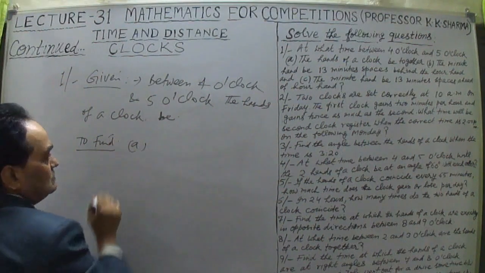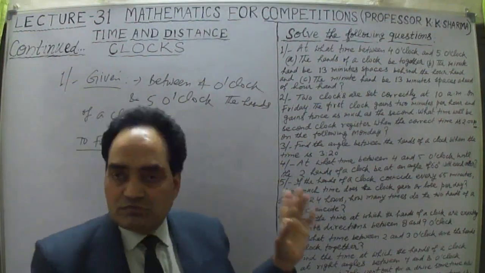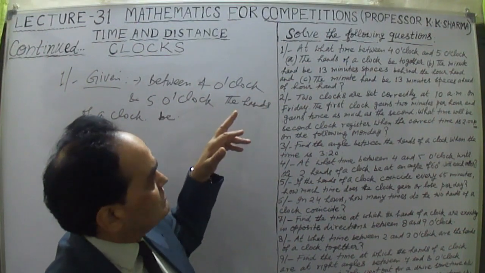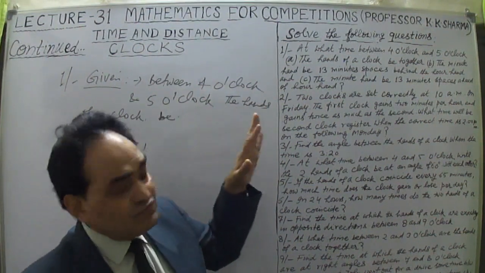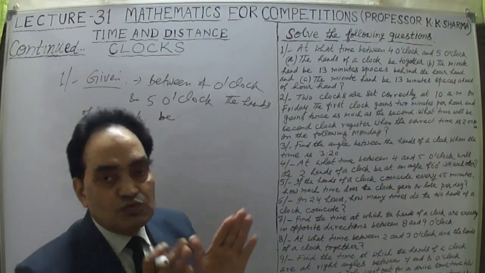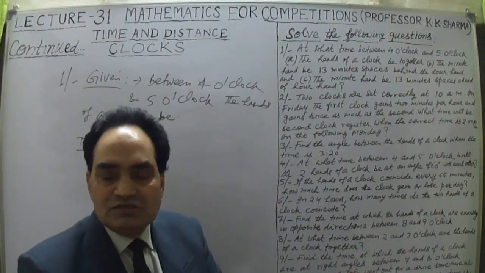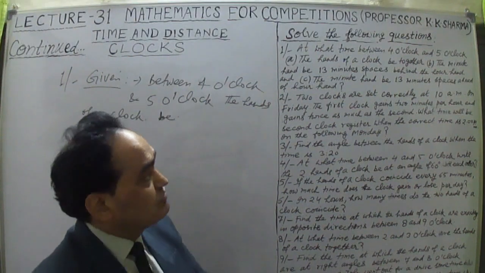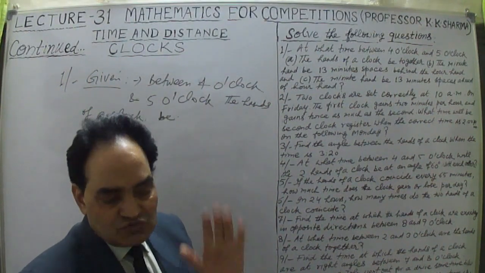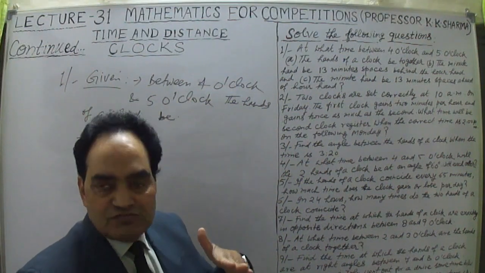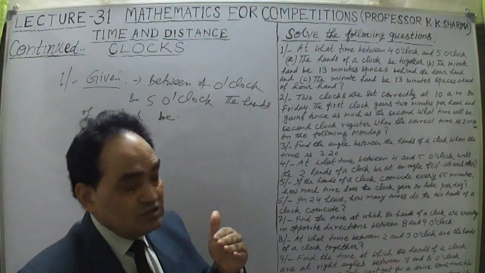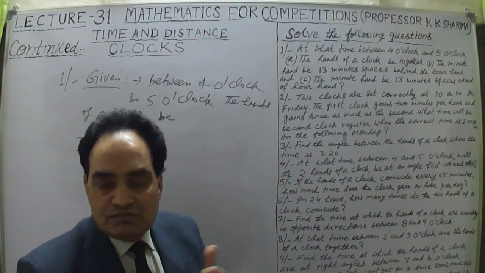There are three parts of this question. Number one, what is given to us: at what time between 4 o'clock and 5 o'clock do the hands of a clock meet together? Together means the 0 degree angle is there between them. So at 4 o'clock, the minute hand was at 12 and the hour hand was at 4. Between 4 and 5, the 0 degree angle is made.